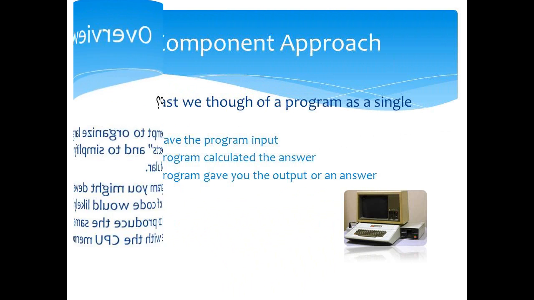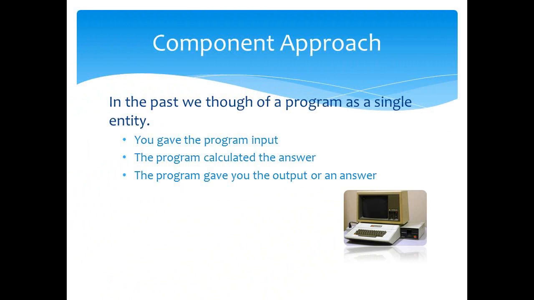So in the past, we thought of a program, again, as a single entity. You gave the program input, the program would calculate the answer, and then the program would give you some kind of output or some kind of an answer back. Now that's really what the early programming languages like Fortran were geared for. Fortran stands for Formula Translator. It was really a programming language made for engineers where you could input a formula, pass in a value, and have it kick you back an answer.